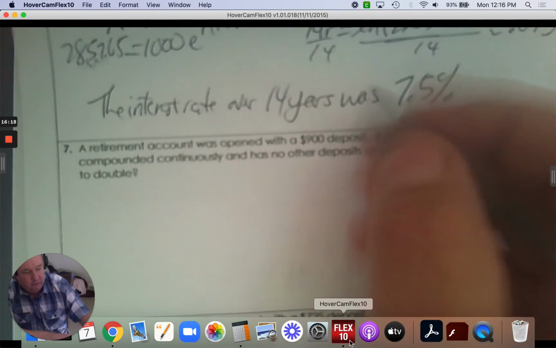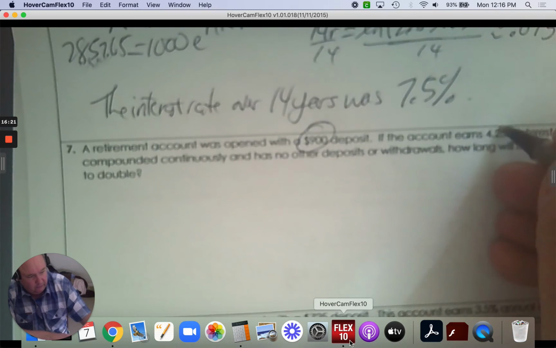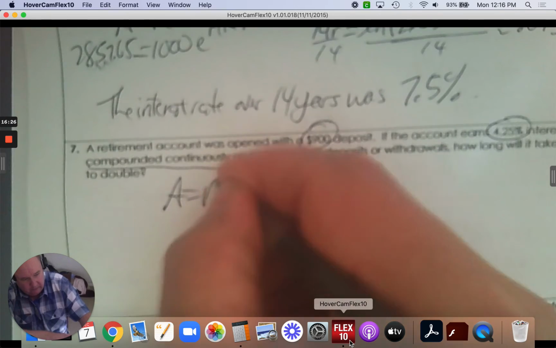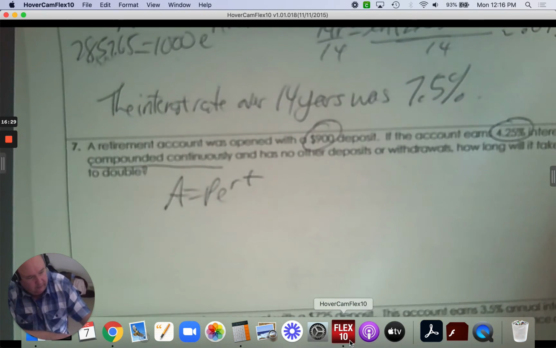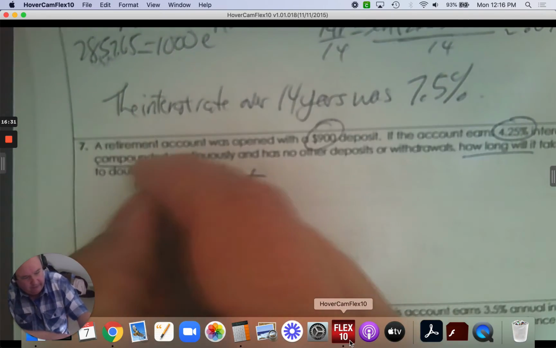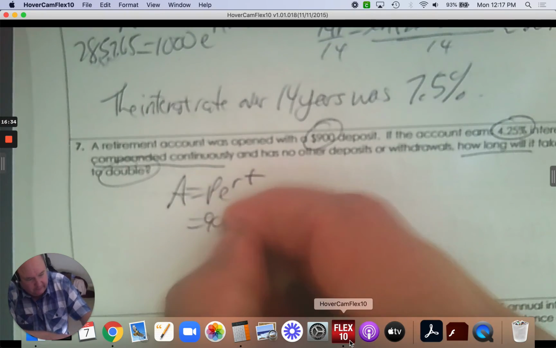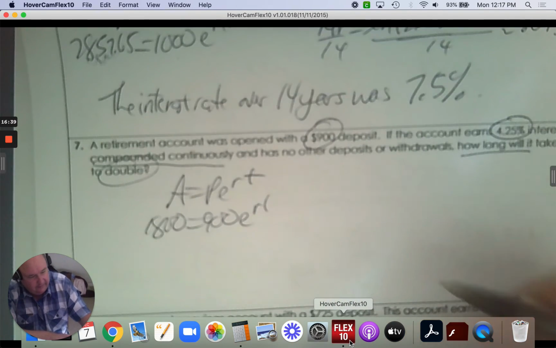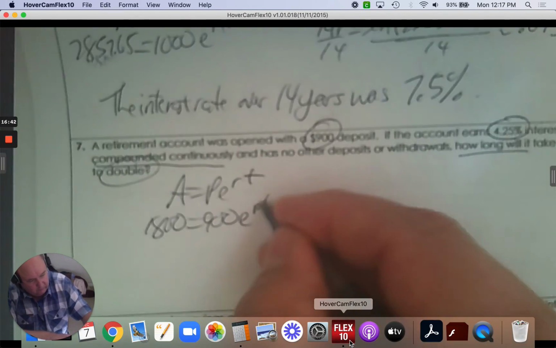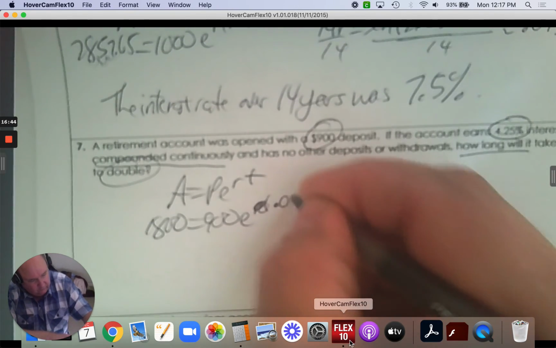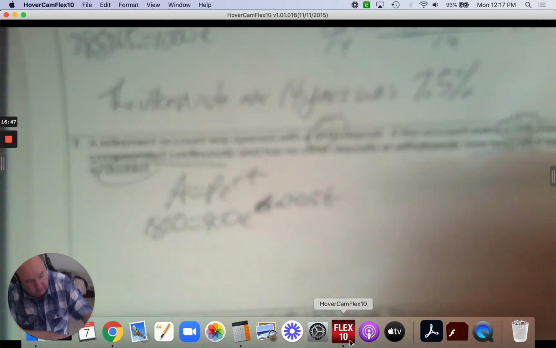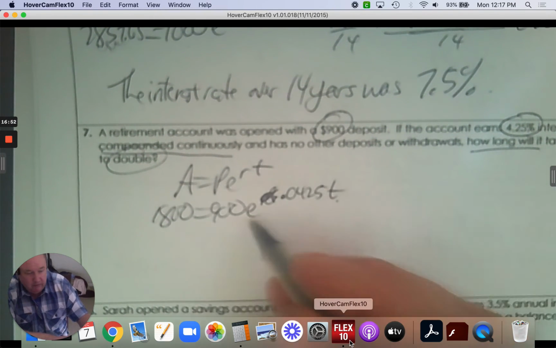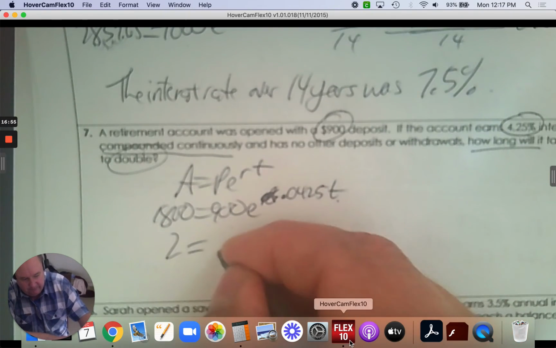A retirement account was opened, $900. It earns 4.25%, compounded continuously. So that gives me the model. And then how long will it take for the value to double? So we're starting with 900. If I double 900, it's 1800. And the interest rate I know. So the interest rate is 0.0425. What I don't know is the time. So there's my setup. Now I'm going to solve for t. So divide by 900. That's 2. That's doubling.